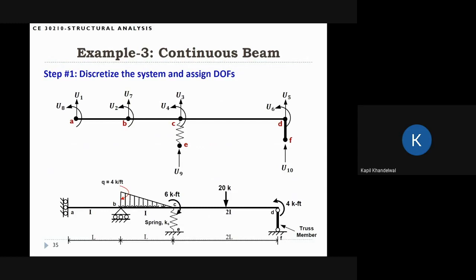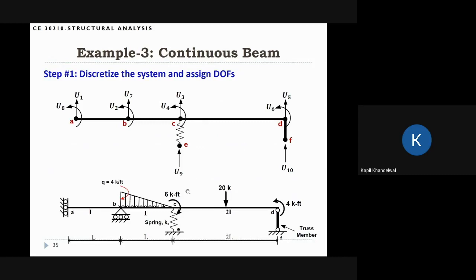After this, what we want to do is build the element stiffness matrices. So in this case, we have one beam element AB, a second beam element BC, then beam element CD, and then spring element EC, and then this truss element FD. So actually, we have 5 elements: 3 beam elements, 1 spring element, and 1 truss element. So we can build all these stiffness matrices and assemble them into the global system and solve the problem, okay?